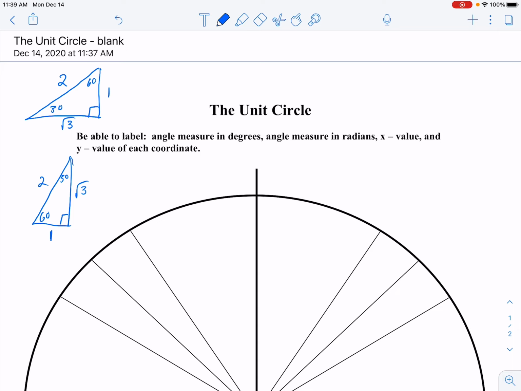And then we got a 45, 45, 90. And they're 1, 1, root 2. Okay? Those you got to know quick. The other thing we need to think about is our favorite angles. Well, we'll get to those.